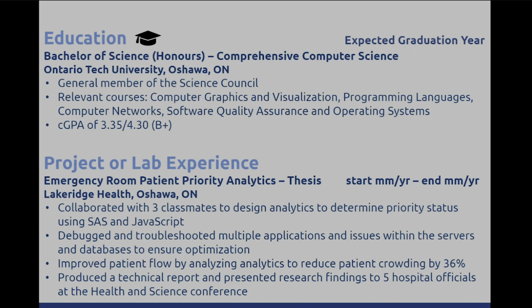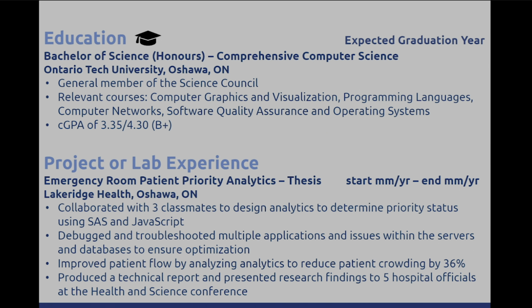The next section is education, because of course education is very important. So you're not listing your high school education on your resume. You're going to be listing the current degree that you are completing. So most recent to least recent. So in this case, Bachelor of Science Honors Comprehensive Computer Science. You're listing the full degree name, no short forms, in bold. And then on the right, you're going to list the year you're expected to graduate.